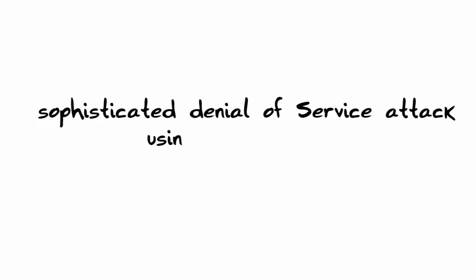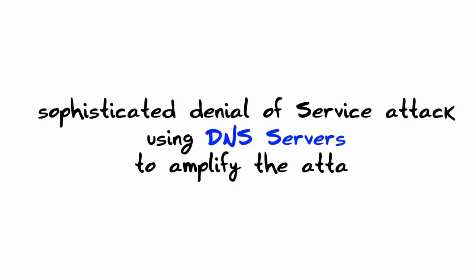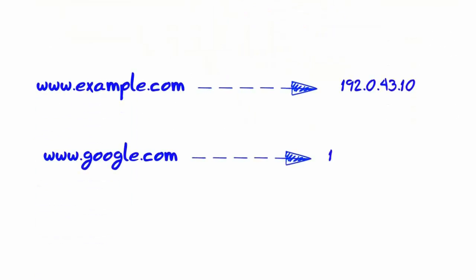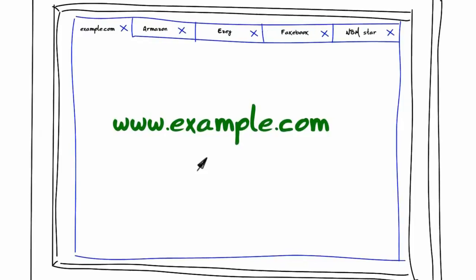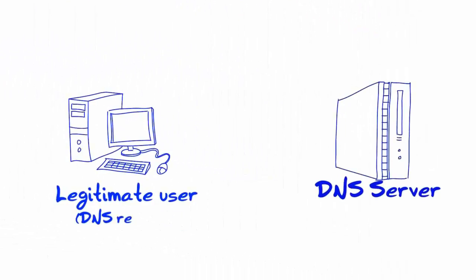DNS amplification attack is a sophisticated denial-of-service attack that takes advantage of DNS servers' behavior in order to amplify the attack. DNS servers resolve internet domain names into IP addresses. In order to visit the website www.example.com, a computer must find out the IP address of example.com.